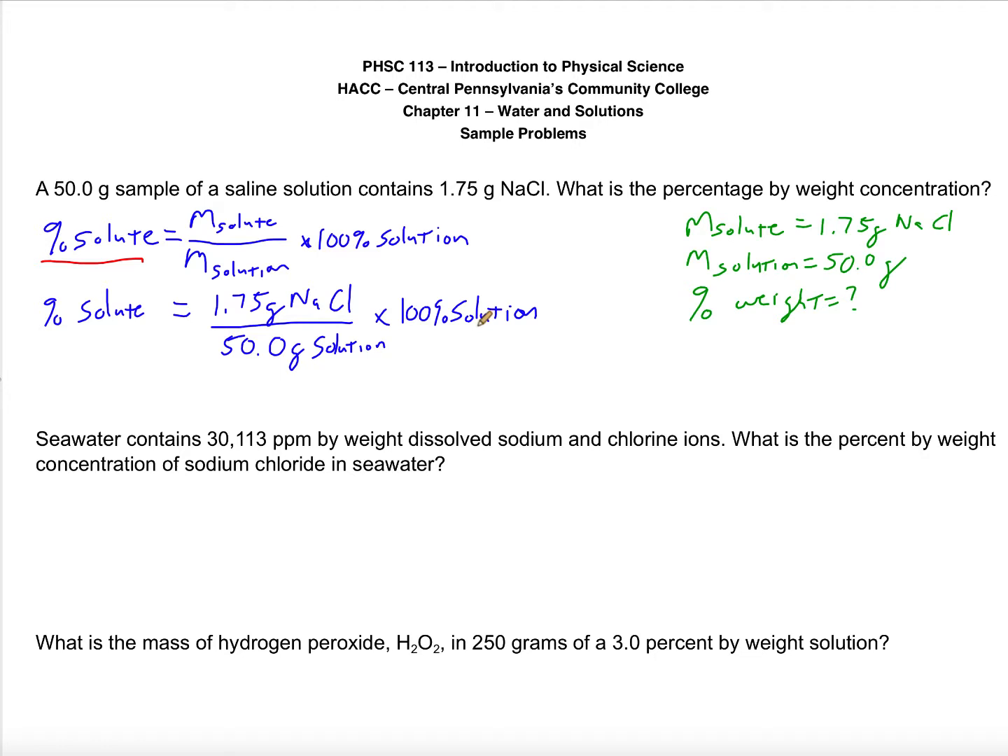Now the solutions cancel, and we're just going to be left with some percentage of sodium chloride. So if we take 1.75, divide it by 50, and then multiply it by 100, we find out that we would have 3.75% NaCl for our answer. So we just had to use the equation directly here, and that gives us our answer of 3.75% sodium chloride. That is our first problem, and we'll see that our next couple will use very similar equations.